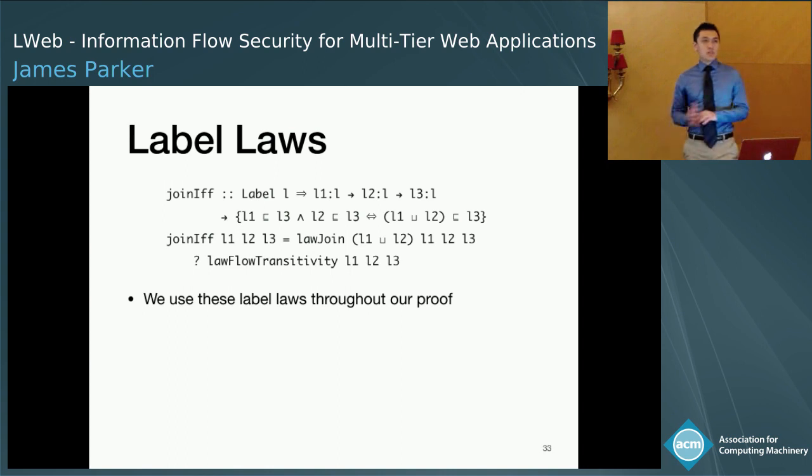We use these label laws throughout our proof. Here's an example of proving a basic lemma, and we use them by just calling them in the Haskell body. And then we have this question mark proof combinator to combine both proofs together to create a bigger one.